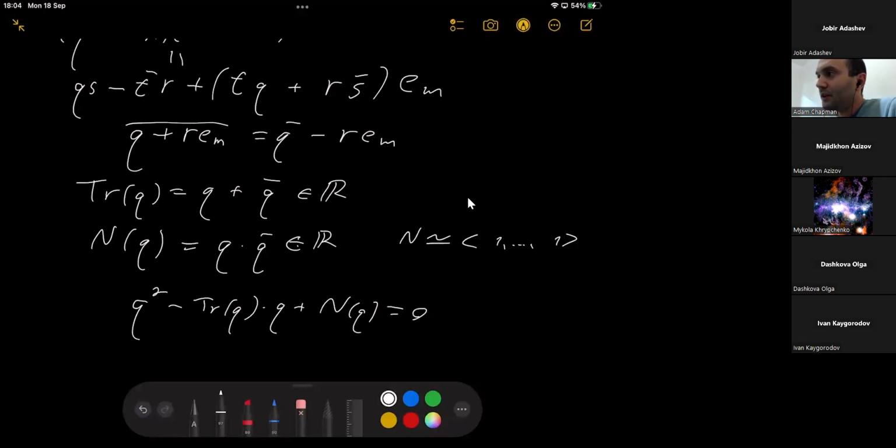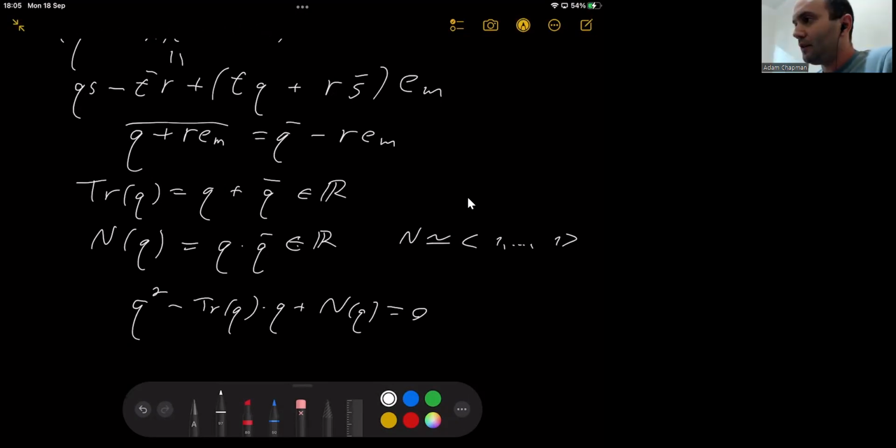So every element lives inside a quadratic extension of the real numbers, and this extension is isomorphic to the complex numbers. So you have infinitely many copies of the complex numbers embedded into the algebra. And the algebra is quadratic in that sense. So that's the main asset of these algebras, in my opinion.